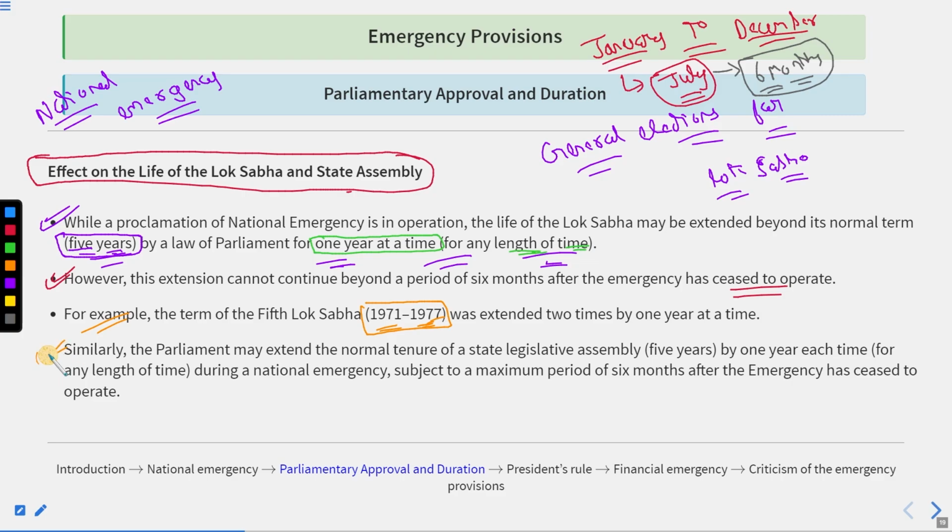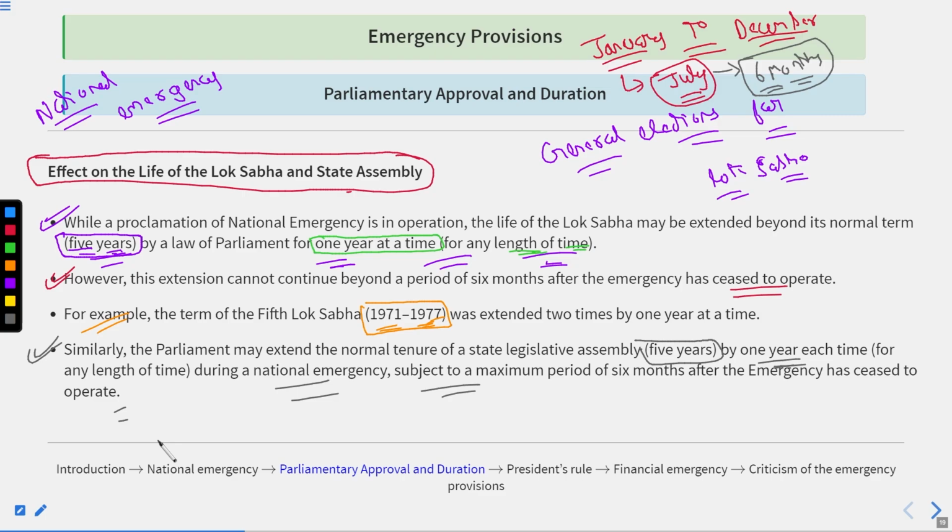Similarly, the Parliament may extend the normal tenure of a state legislative assembly, 5 years, by 1 year each time for any length of time during the proclamation of the national emergency or when the national emergency is in force, subject to the maximum period of 6 months after the emergency has ceased to operate, similar to the condition of Lok Sabha.